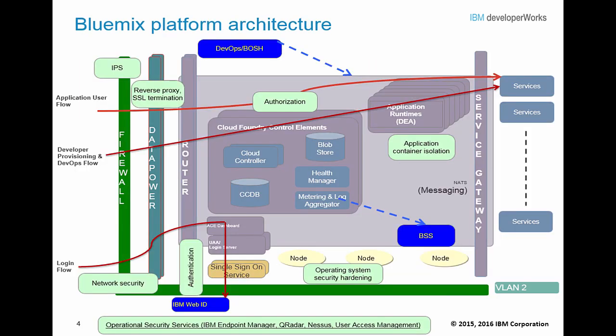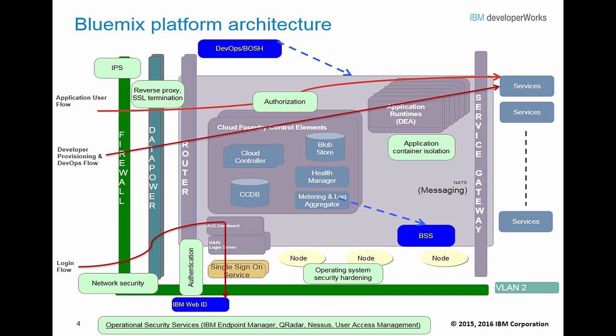Let's look at the Cloud Foundry and Bluemix platform architecture. As you can see, we have multiple layers of security and load balancing built into Bluemix using the DataPower appliance. When a user logs in, the request goes through the firewall and DataPower appliance to the router. The router in turn sends the request to the OAuth 2 server and the login server to authenticate the user.